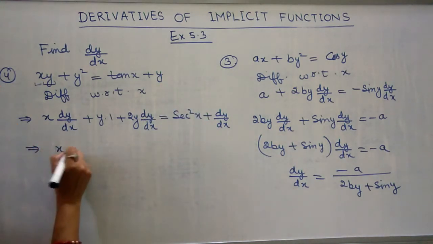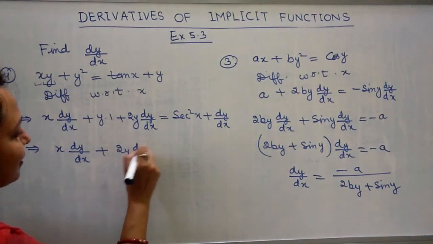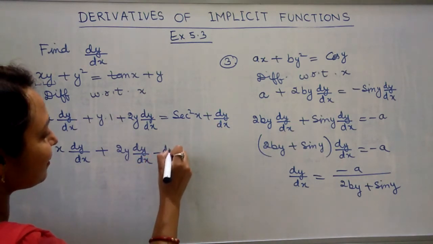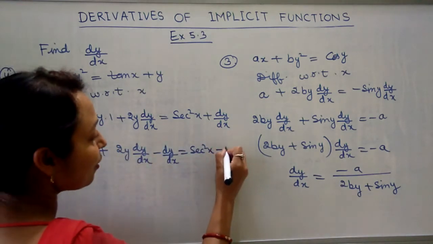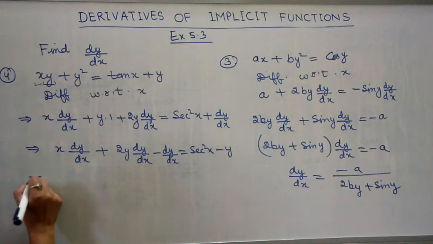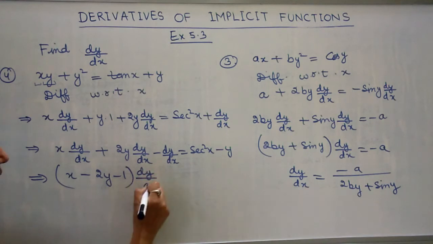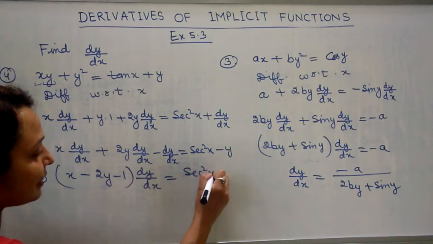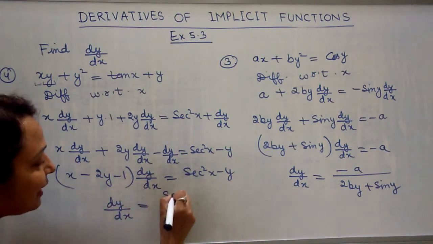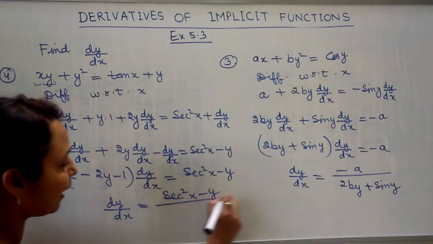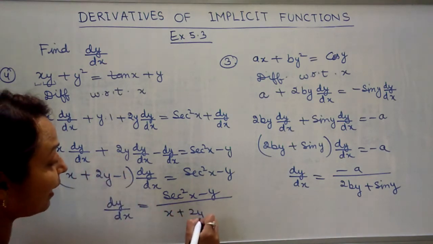Now this will be equal to x dy upon dx plus 2y dy upon dx, and take this dy upon dx on the left hand side, is equal to secant square x, this will be minus secant. Now take dy upon dx common. We have (x minus 2y minus 1) dy upon dx, that will be equal to secant square x minus y. Now dy upon dx will be equal to secant square x minus y upon x plus 2y minus 1.